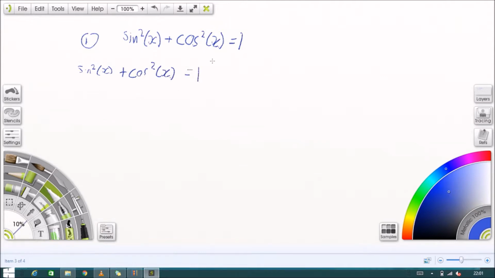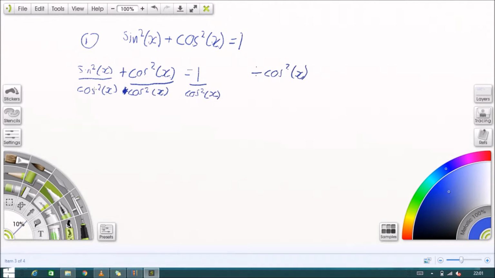Right, so if I take this equation and divide everything, both sides, by cosine squared: sine squared over cos squared plus cos squared over cos squared equals 1 over cos squared. Now I've done the same thing to both sides, so there's no effect on the equal sign, so it's still true.